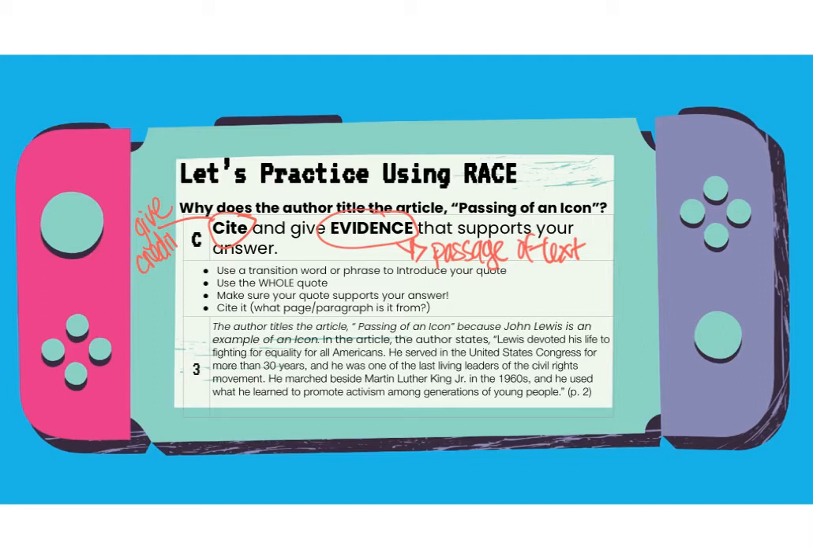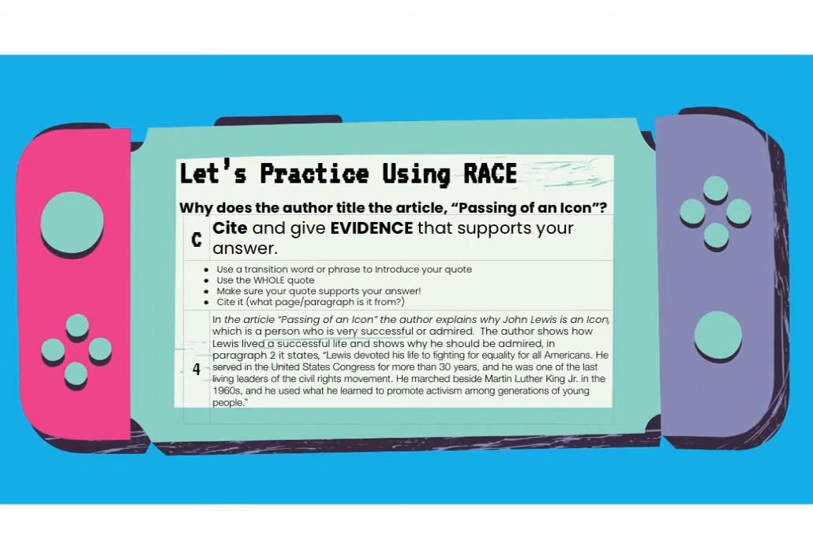Like, where did it go? In the article, the author states. Okay, and now I've pulled the evidence. Lewis devoted his life to blah, blah, blah, blah. So that's all of paragraph 2. And then this is how I'm giving credit, right? For now, I'm giving credit just by naming the paragraph. Okay, that's a level 3.